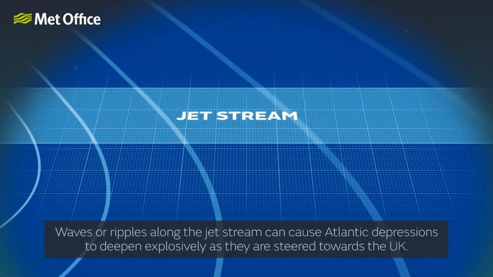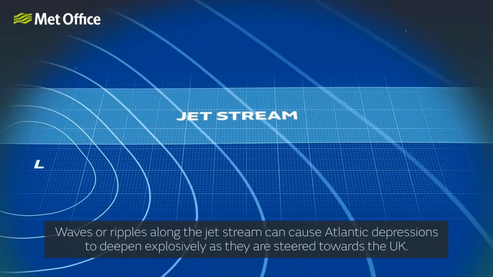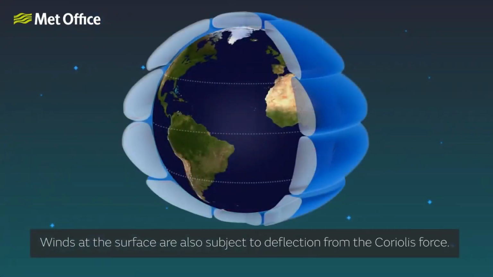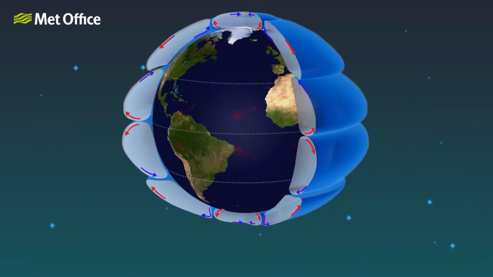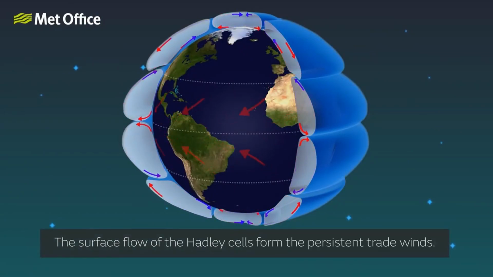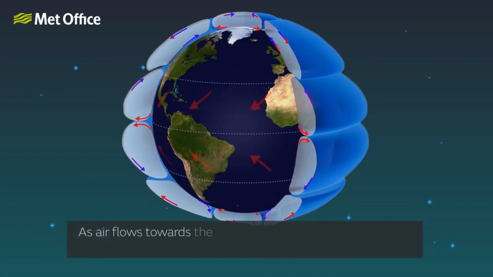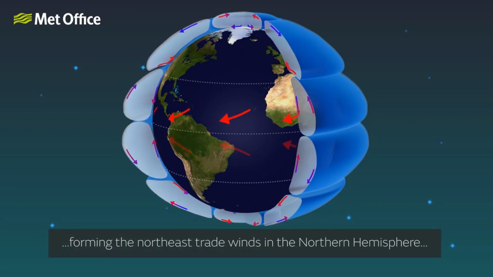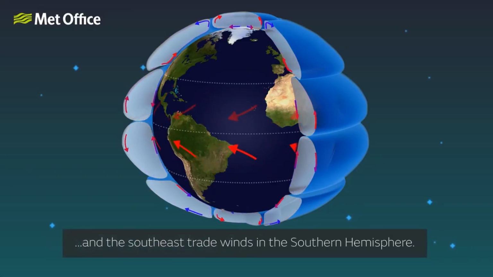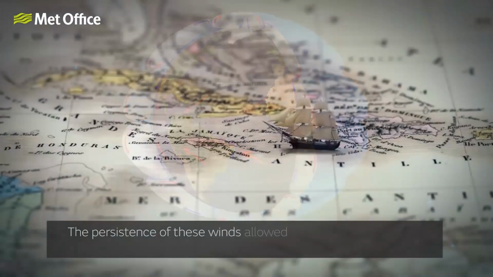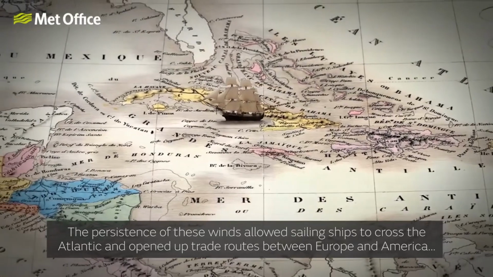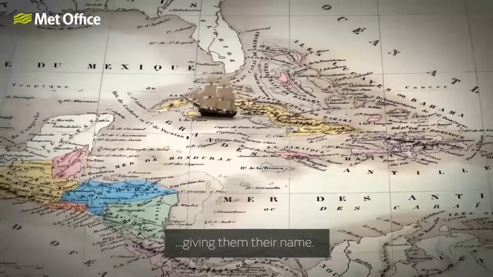Waves or ripples along the jet stream can cause Atlantic depressions to deepen explosively as they are steered towards the UK. Winds at the surface are also subject to deflection from the Coriolis force. The surface flow of the Hadley cells form the persistent trade winds. As air flows towards the equator, it is deflected towards the west in both hemispheres, forming the northeast trade winds in the northern hemisphere and the southeast trade winds in the southern hemisphere. The persistence of these winds allowed sailing ships to cross the Atlantic and opened up trade routes between Europe and America, giving them their name.